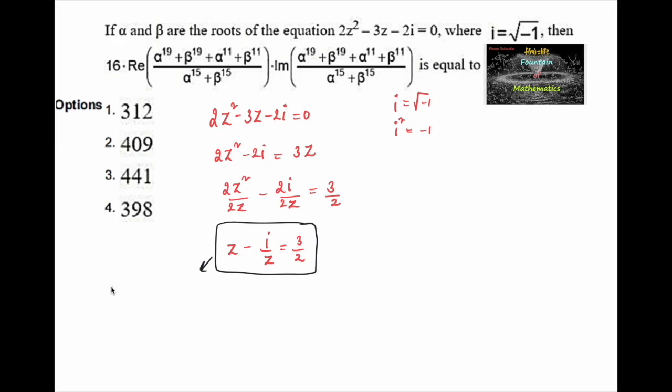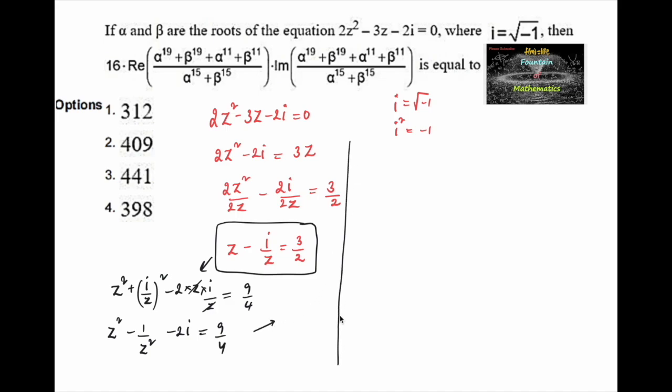Let's square on both the sides. So we get z square plus i by z whole square minus 2 times z into i by z, which is equal to 3 by 2 whole square, that is 9 by 4. So that is z square, and i square value is minus 1, so minus 1 by z square minus 2i is equal to 9 by 4. Again squaring on both the sides, we get z square minus 1 by z square minus 2i whole square is equal to 9 by 4 whole square.